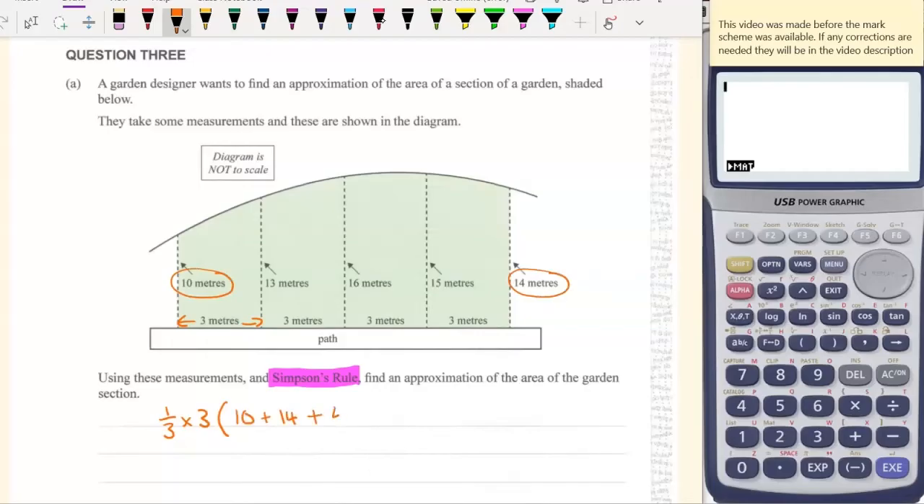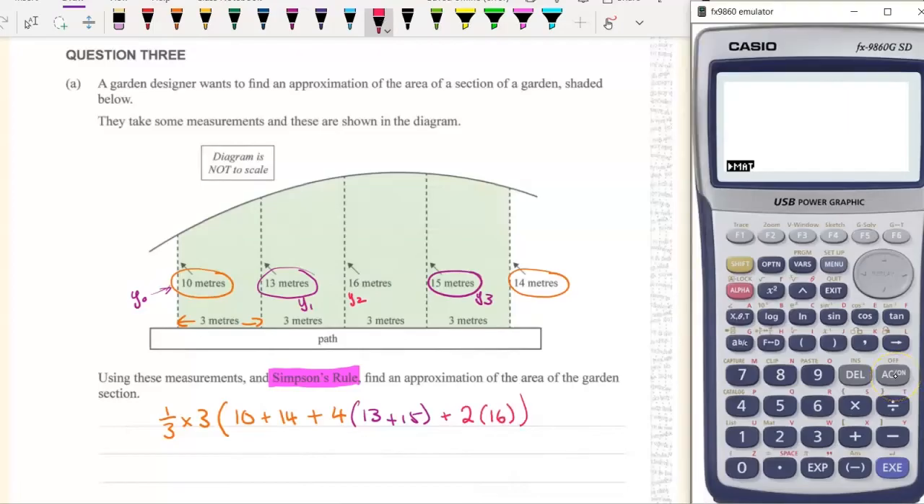Then we're going to do 4 times the odd position. So this is position number 1. Remember that this one here counts as position 0. So this is, sorry, not x, it's the y value 0. This is y1 and this is y3. So our 4 gets times by 13 plus 15. And then y2 is this one here. So that's going to be 2 times by 16.